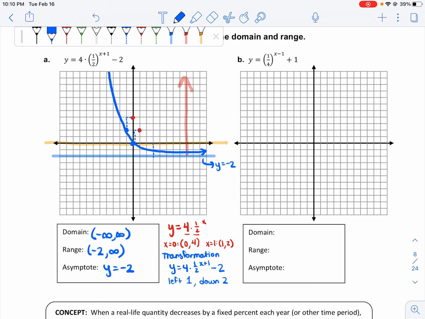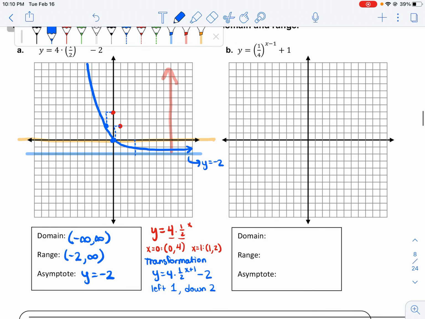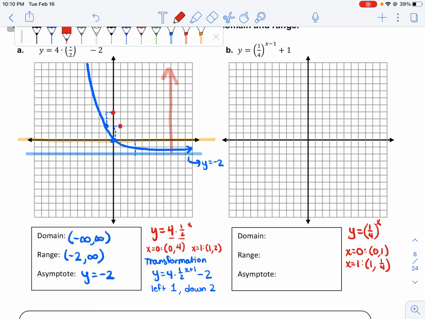So this next one, we have y equals 1/4 to the x minus 1. Again, the parent function here is just y equals 1/4 to the x. At x equals 0, 1/4 to the 0 is just 1, so we have 0, 1. And at x equals 1, we'd have 1, 1/4. So when we graph this, we're at 0, 1 and 1, 1/4, so it's really close to the x-axis, which is, of course, our asymptote.